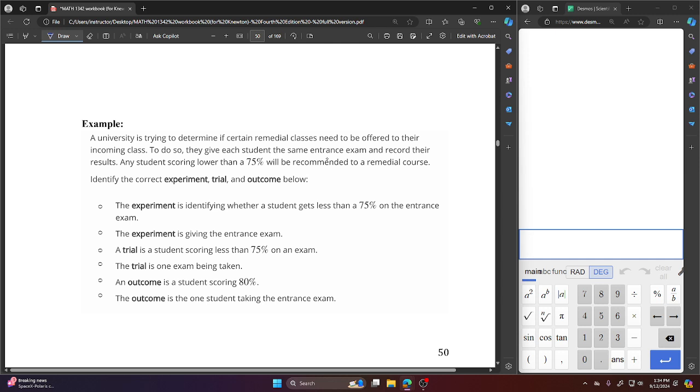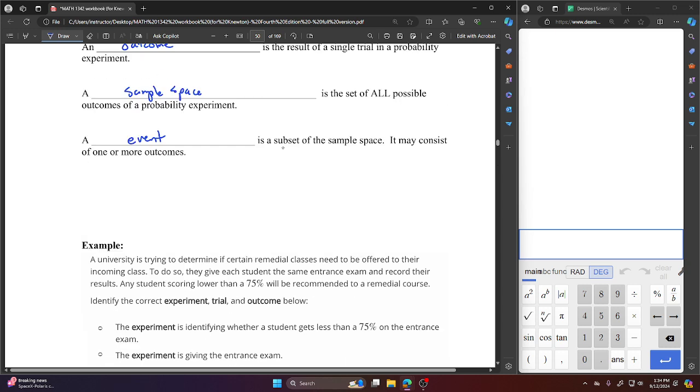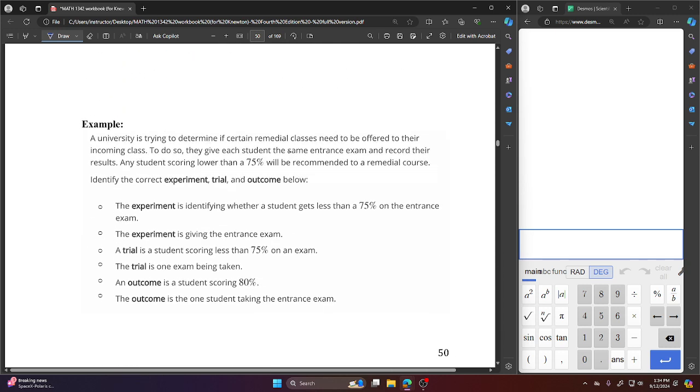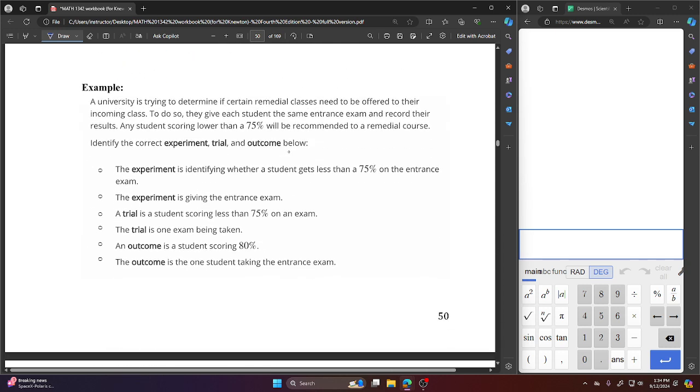So an experiment is identifying whether the student is getting less than this or that, or an experiment is giving the exam. I think that's going to be the giving of the exam. We can go back up and verify right quick. An experiment is an action through which specific results are obtained. That's so clear, isn't it? It's just so clear. Would you say then the experiment is identifying blah or giving the exam then? Y'all help me. The exam? You think B? Okay, part B.